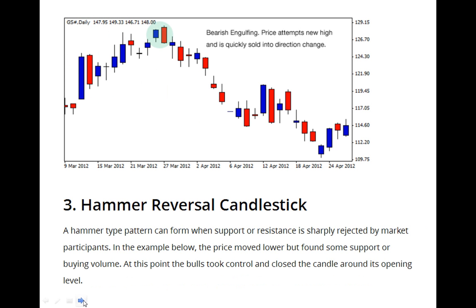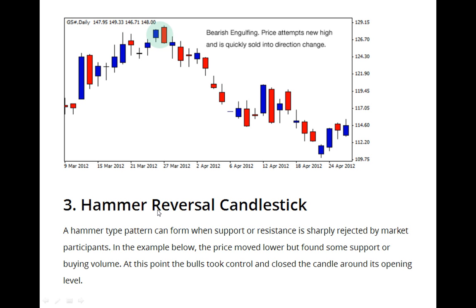Now you can see an example here. This is an uptrend, and now we have a bearish engulfing pattern here. So that means we should be expecting a reversal in the next sessions, and it did happen. See how it went down straight. So this is a good example of a bearish engulfing pattern and the effect it creates in the market.